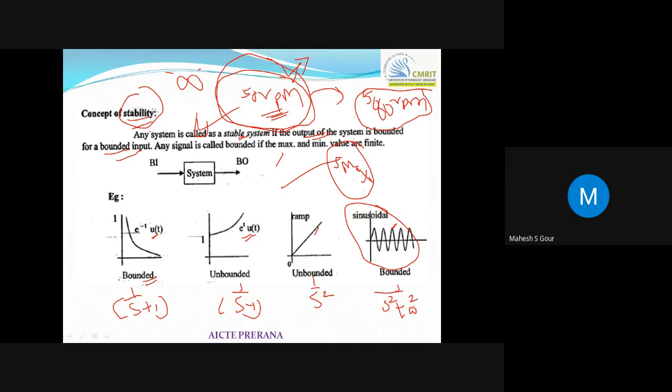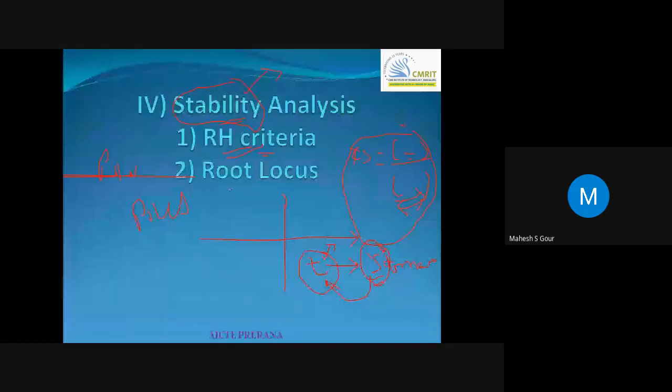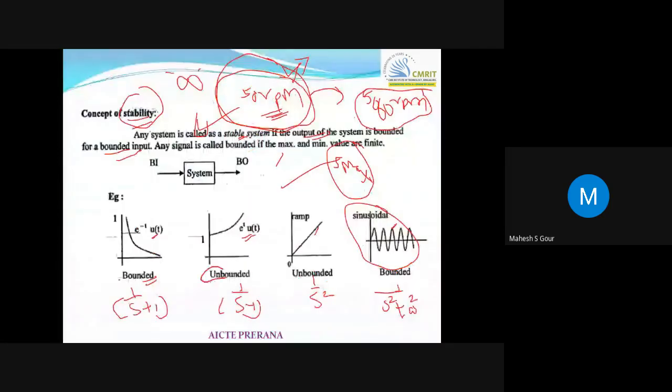As you can check here, you know the basic criteria in the S-plane: if the poles lie on the left-hand side of the S-plane, then the system is stable, right? If they lie on the imaginary axis, the system is marginally stable. If the roots lie on the right-hand side of the S-plane, then the system is unstable, right? Here it is given as unbounded output. You can check here only. This e power minus t, the Laplace transform is 1 by s plus 1.